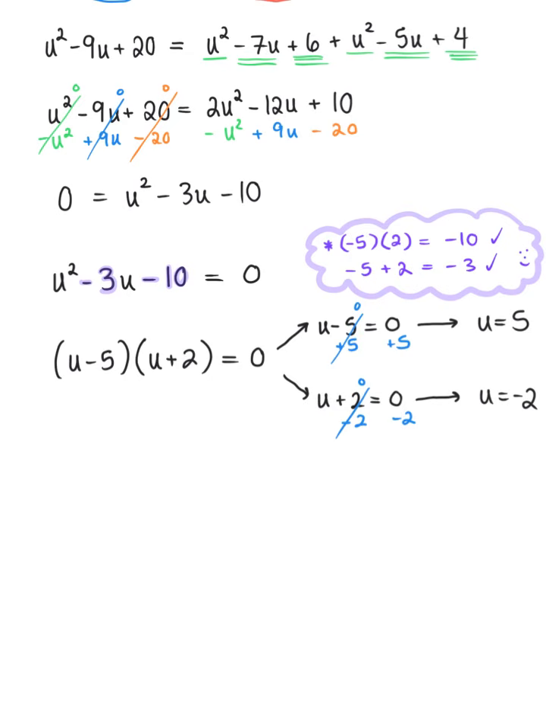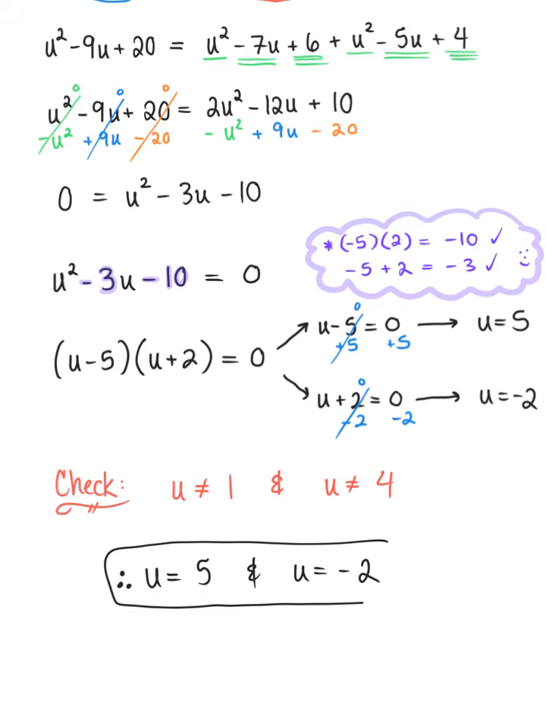Now, before we get excited and box up our solutions, we need to check. So what were those undefined values that we found at the beginning? So we know that u cannot be equal to 1, and u cannot be equal to 4. So neither solution is 1 or 4, so we're all set. And we can say that therefore u is equal to 5 and u is equal to -2. And this is our beautiful final answer.